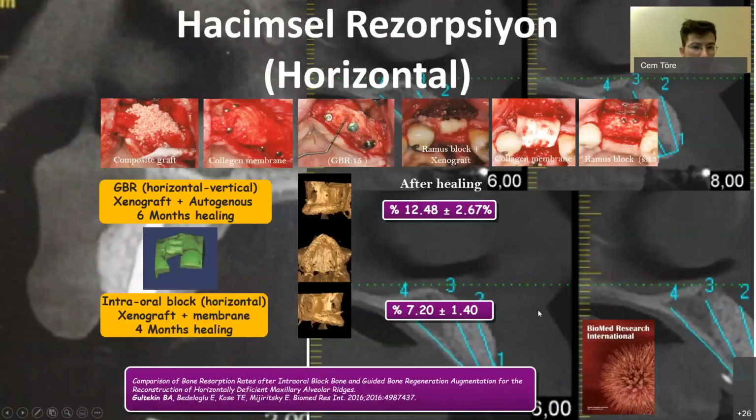We have also made a comparison to intraoral blocks, and basically because of the bone's quality and composition, intraoral blocks resorb even less, especially when they are combined with xenografts on top and around and the membrane. That's also a large part of its success. But with the GBR, we don't have the donor area morbidity.